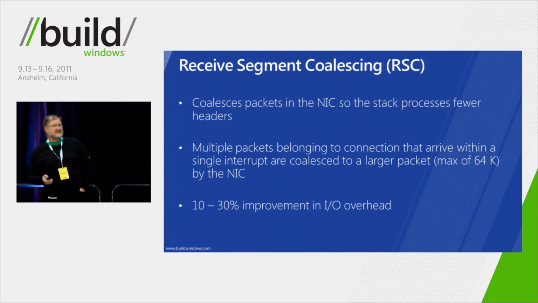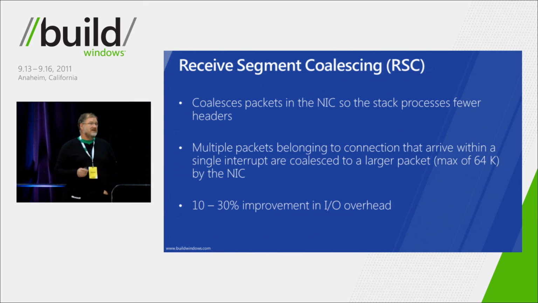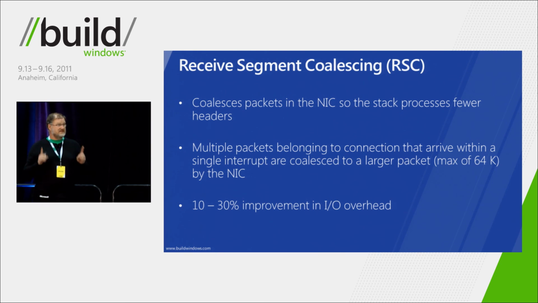Receive segment coalescing. RSC is a very important technology. It is very similar to the large send offload that we've been supporting for a long time. RSC allows the data to come in and for the NIC within an interrupt cycle to coalesce the arriving packets so that they then pass up through the stack as a single TCP packet.